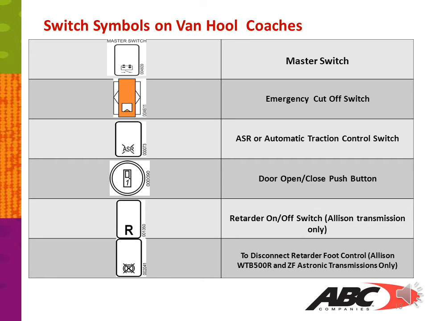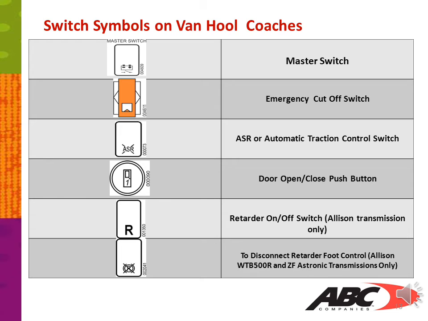The first switch on this page, showing with the battery symbol, is your master switch. Underneath that, with the red or orange protective cover, is your emergency cutoff switch. Then you have your ASR or automatic traction control switch.